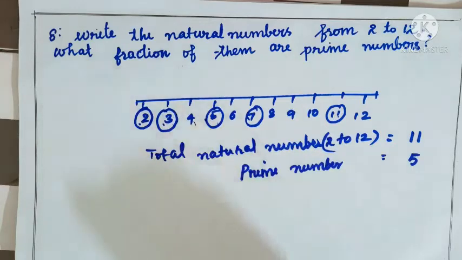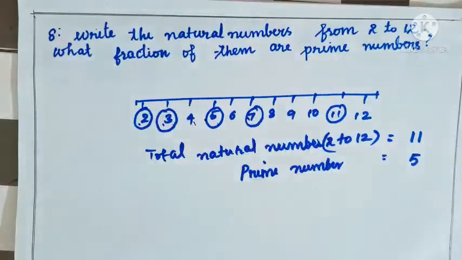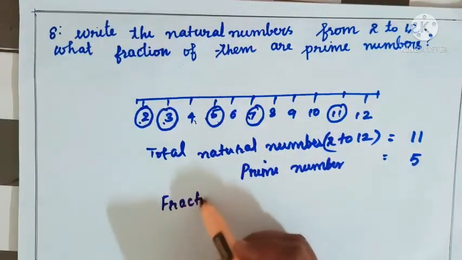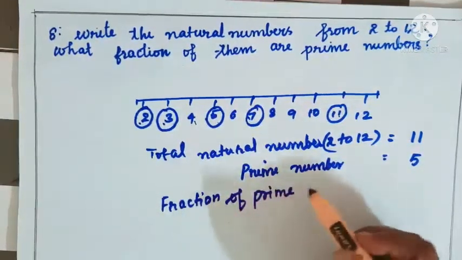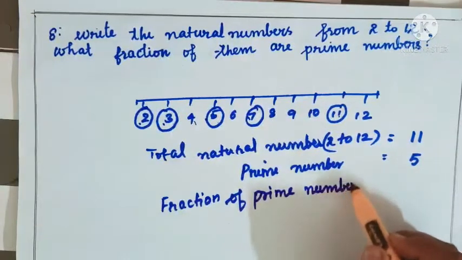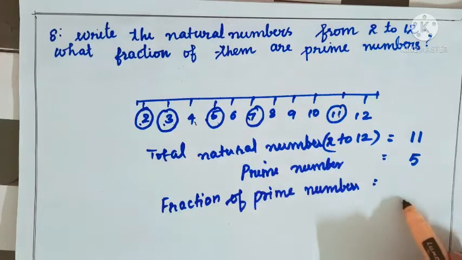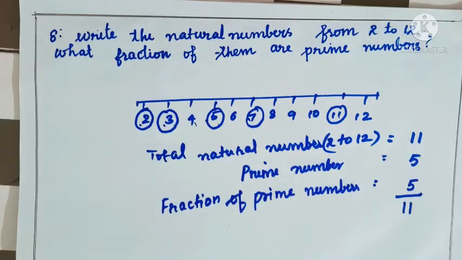Now, the fraction of prime numbers is the question. They are asking what fraction of them are prime numbers. So we want a fraction. So fraction of prime numbers is equal to, first the total number should be written down. So 11, here 5. So clear? So this is the fraction. Next question, you can do it in the book itself.